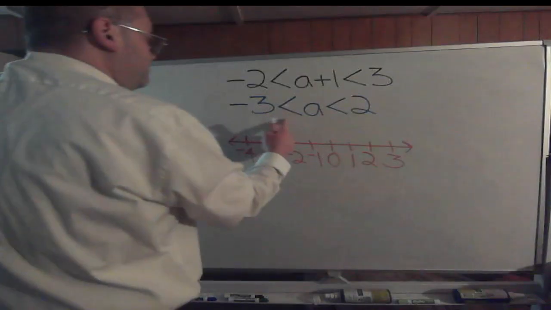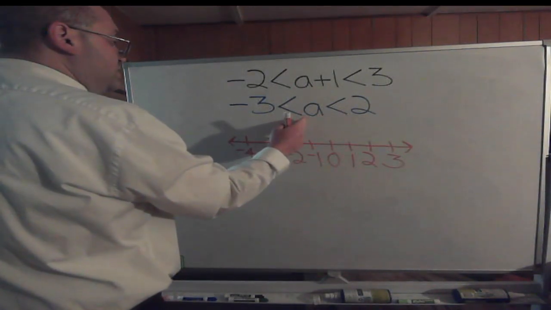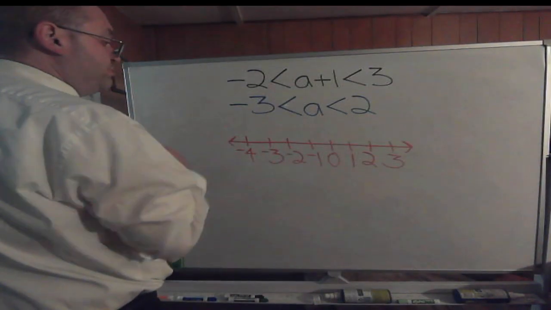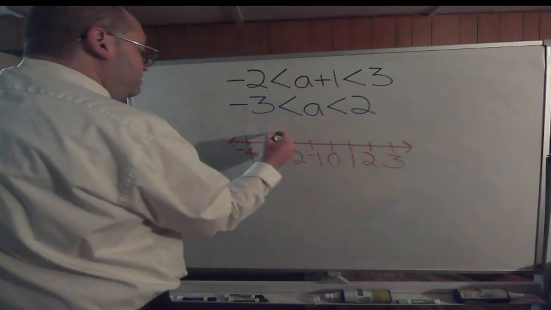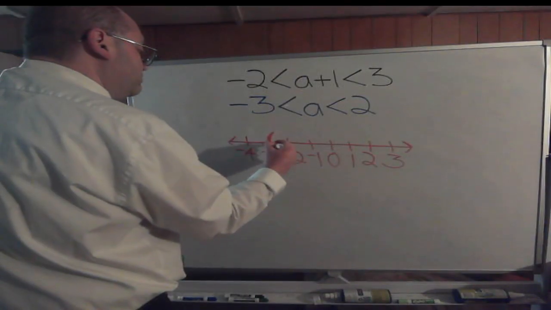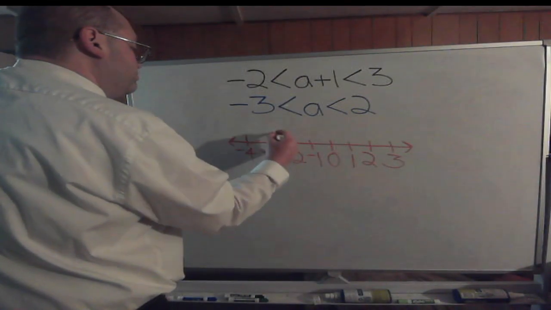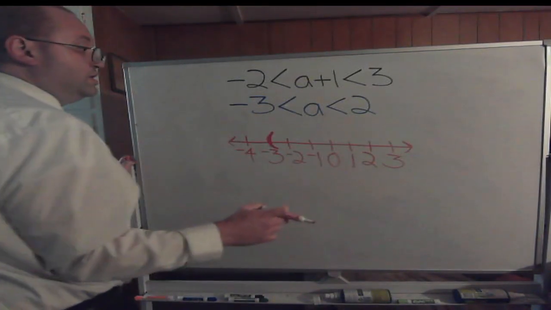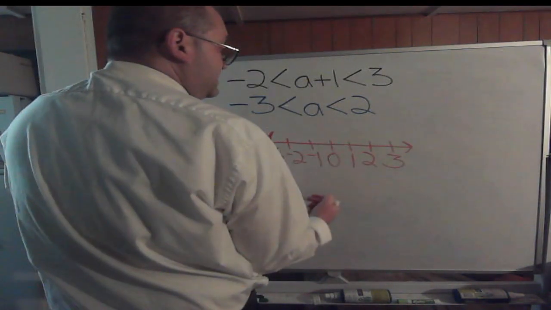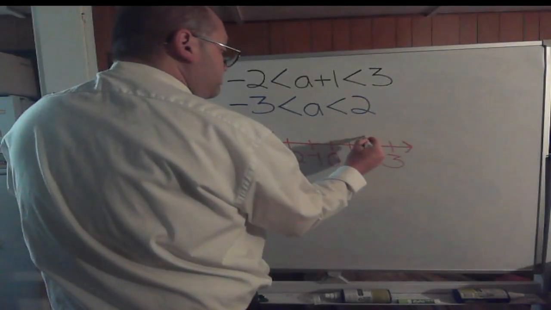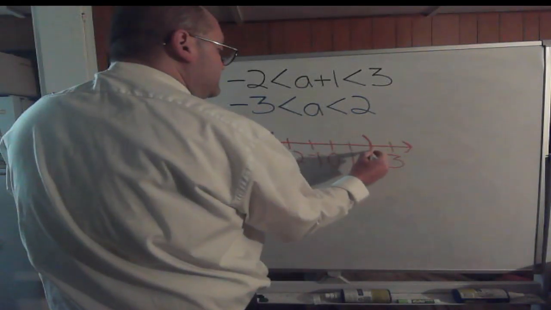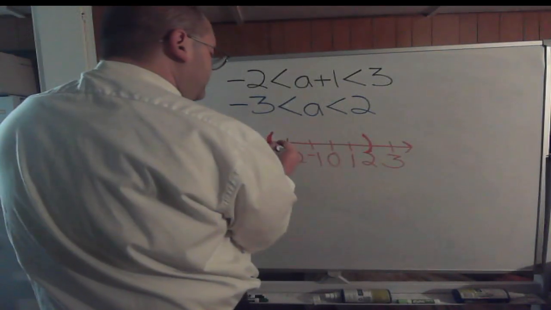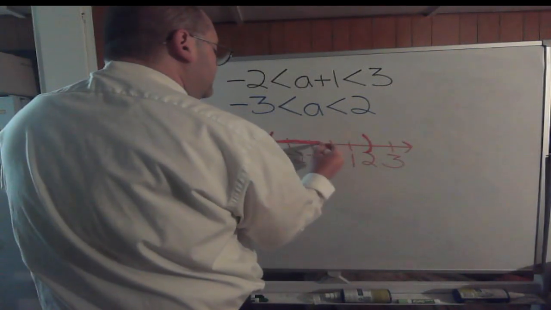Well, negative 3 starts where it's going to be, and since it's less than a, you're going to put an open parenthesis, but that open part of the parenthesis will face to the right. The open part of the parenthesis faces to the right, and then since it's less than 2, that means you'll put another open parenthesis at 2, but since that's your second number, you'll put the open part of the parenthesis facing to the left. And then what you're going to do is just shade the region between negative 3 and 2.